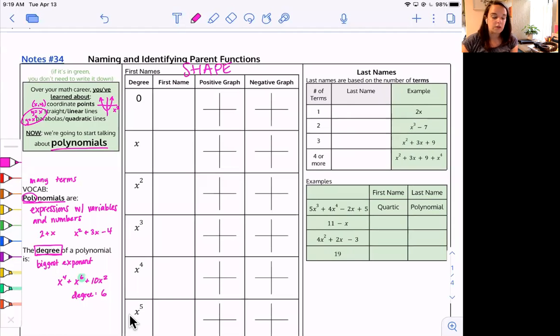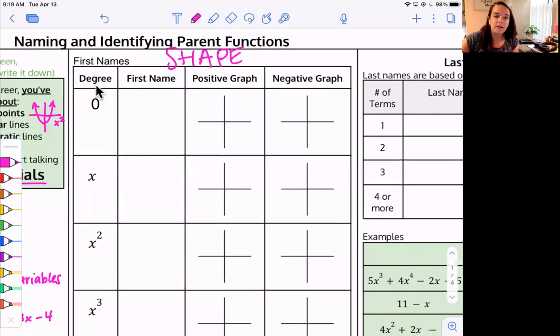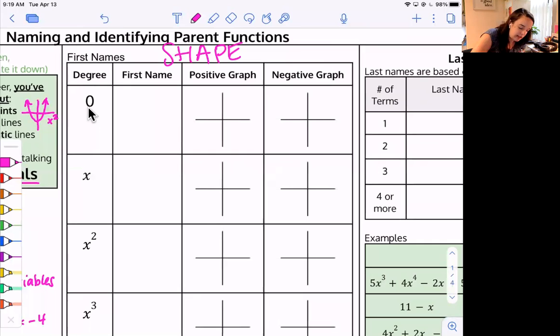The shape. So polynomials are a little bit like us. They have first names and they have last names, right? The first names are based on the shape and the last names are based on the terms or the size. We've already dealt with a few of these top ones here. So if our degree is 0, that means that we just have a number, like the number 18 or something. The first name of these functions is constant.